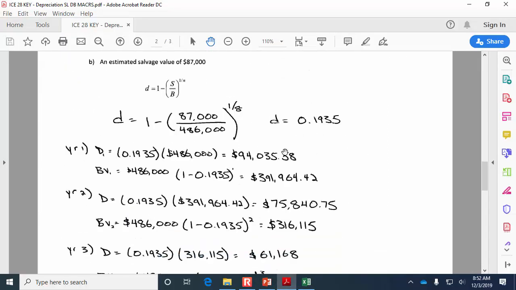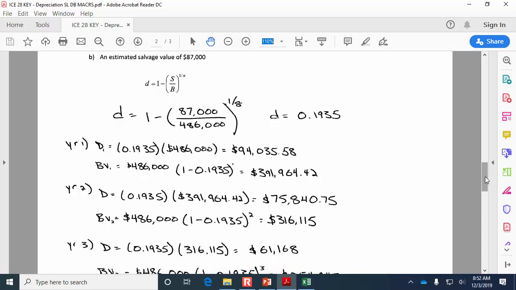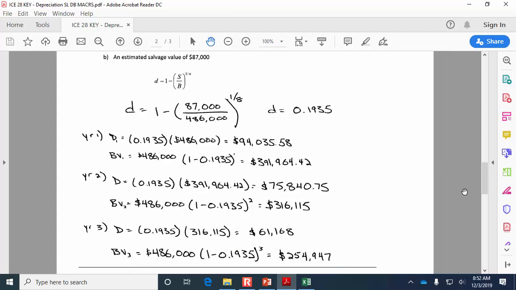And here's the answer for part B. If you do it by hand, or I'll show you if you use Excel in just a moment.